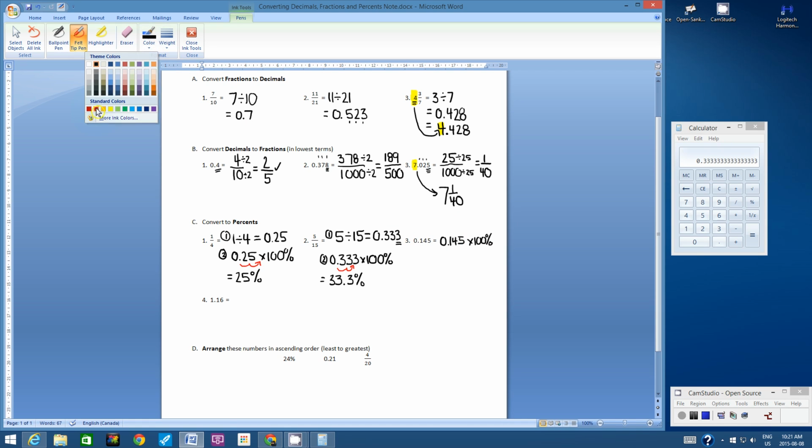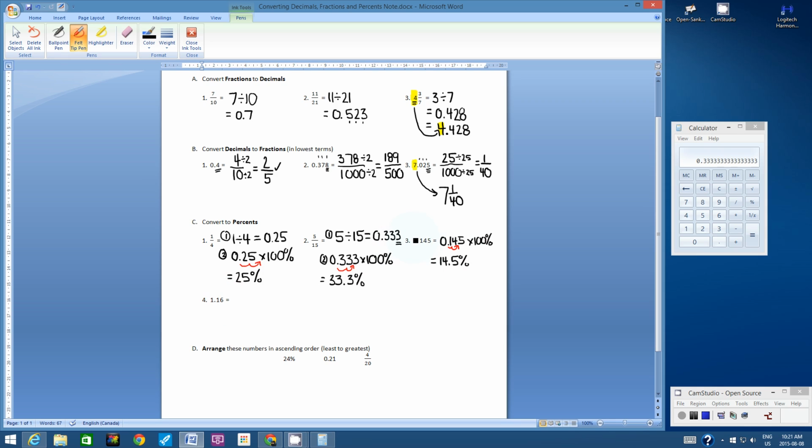Okay, so again, let's use our little rules here. Move the decimal place 2 places to the right. And what did you get as the final answer? Hopefully you got 14.5%.